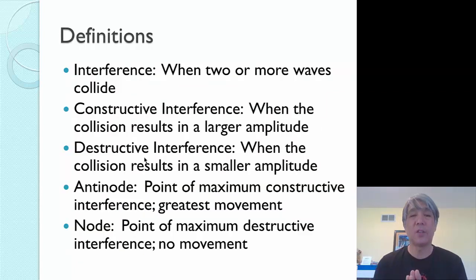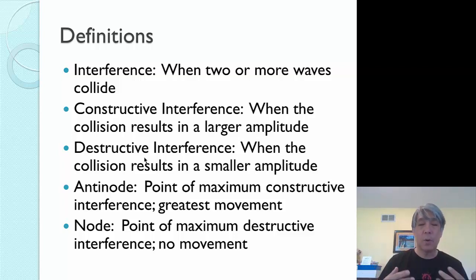A couple more definitions. Interference is when two or more waves collide. Constructive interference is when the collision results in a larger amplitude wave. That's what happened when we had two waves on the same side. Destructive interference is when the collision results in a smaller amplitude, and that's what happens when the waves were on opposite sides. You ended up with zero at that point.